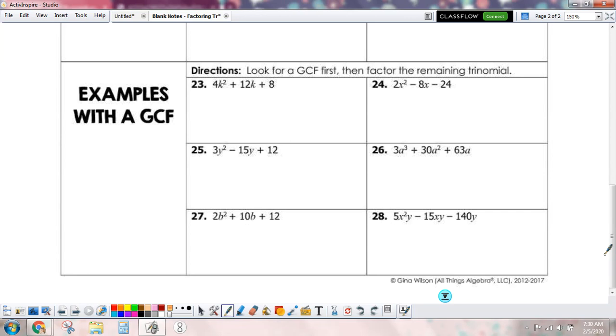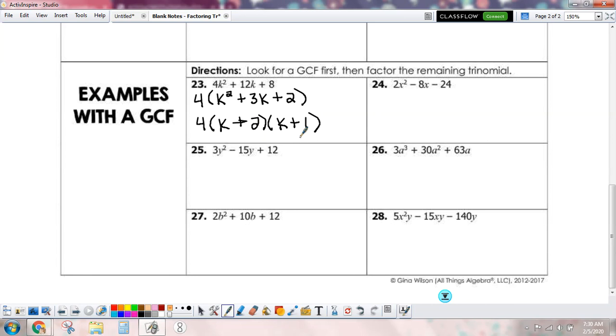So in number 23, we have 4k squared, 12k, and 8. I know the 4 goes into all of those numbers. Okay, so I'm going to pull the 4 out, and then I'm going to divide everything by 4. So I have k squared, and then I have 3k, and then I have 2. So now I can go ahead and do my factoring and figure out what numbers multiply together to get 2, but add together to get 3. And I know 2 times 1 gets me 2, and 2 plus 1 does equal 3. So I'll have 4, and then k plus 2, and then k plus 1. Right, and it doesn't matter what order you write the two things in parentheses. I just typically write anything with addition first.